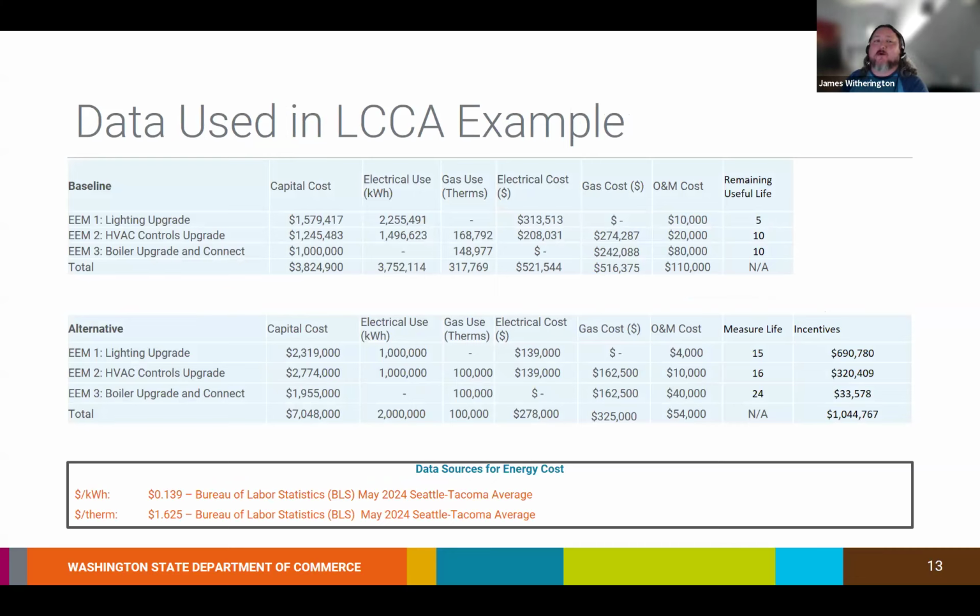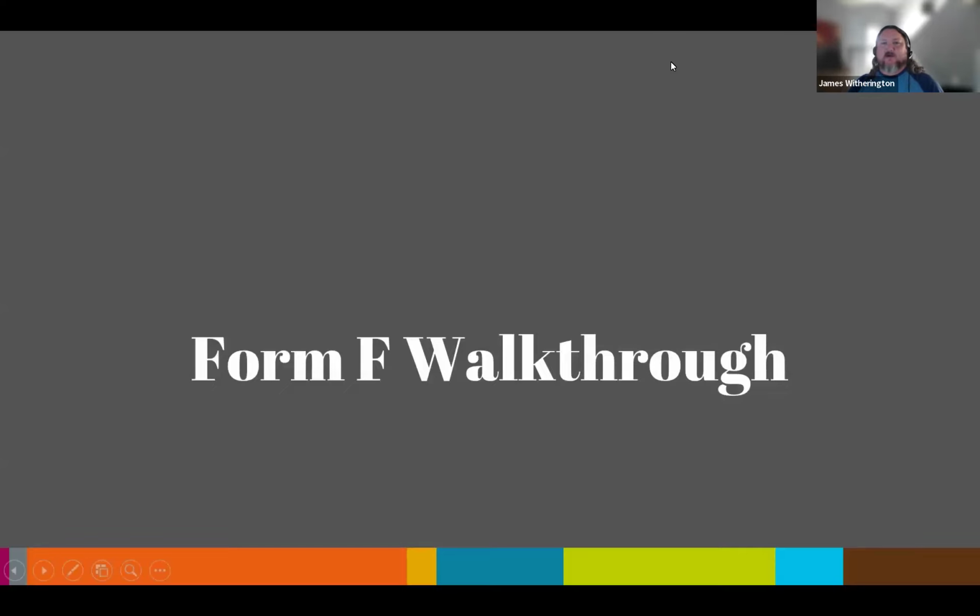And for today's example, we're going to have 3 EEMs: a lighting upgrade, an HVAC controls upgrade, and a boiler upgrade along with the connection cost. I also want to point out that the dollars per kilowatt hours and dollars per therm are based on Bureau of Labor Statistics, May 2024, Seattle Tacoma averages. Those rates are obviously going to vary depending on where you're located in the state and what your utility provider charges you. All right, next slide, please. All right, so we're going to start moving over to the Form F walkthrough, and I will share my screen.